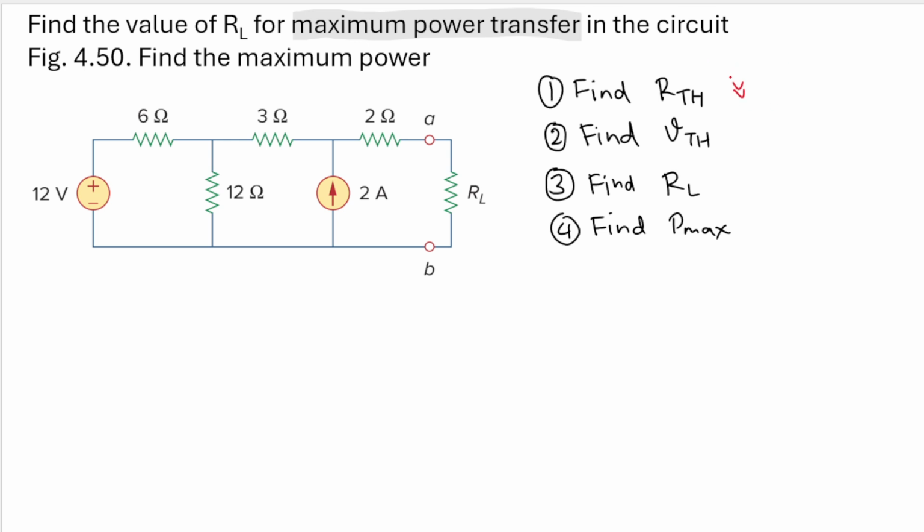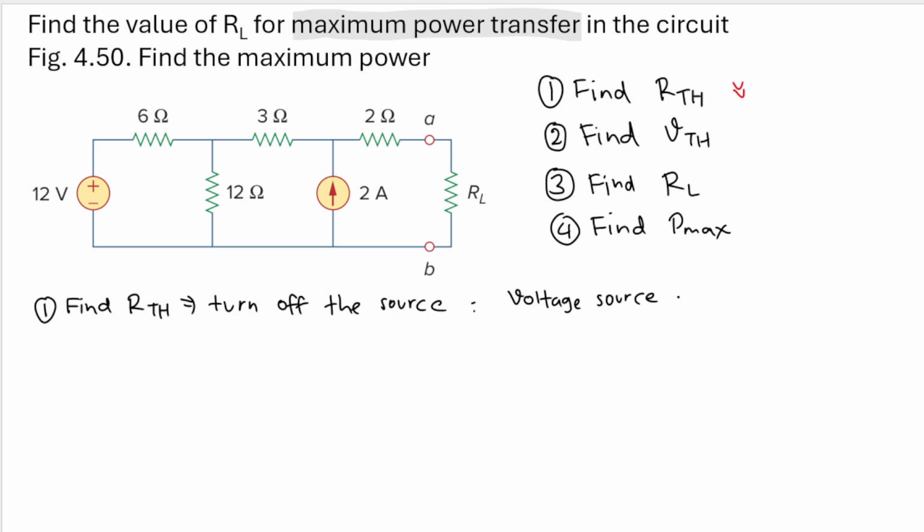Here, we need to find out the Thevenin resistance, RTH. And to do that, we need a new circuit by turning off the sources. And how to do that? If we have a voltage source, we replace it by a short circuit.